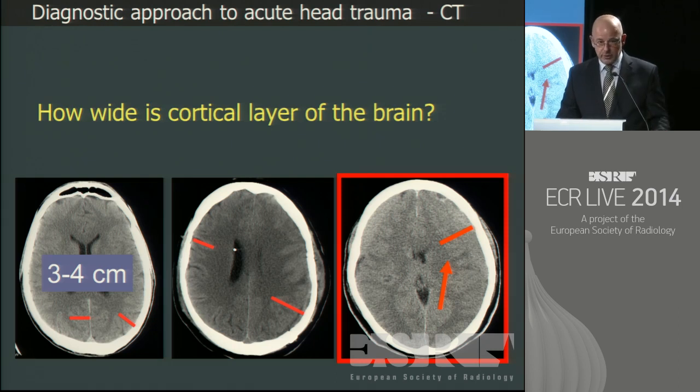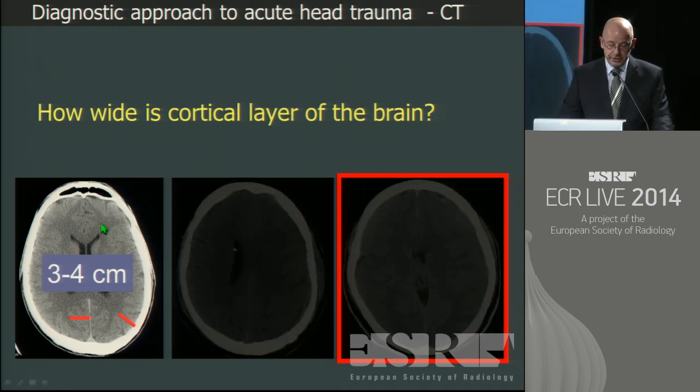So, one of the tricks in the patients after the trauma, and not only in the trauma condition, is the estimation of how wide the cortical layer of the brain is. In the majority of patients, regardless of age, the width of the cortical layer should not exceed 4 centimeters. If there is more than 4 centimeters, there is an indication of pathology in this region, and we have to detect it and evaluate its nature. So this is the normal brain. This cortical layer is not wider than 4 centimeters.